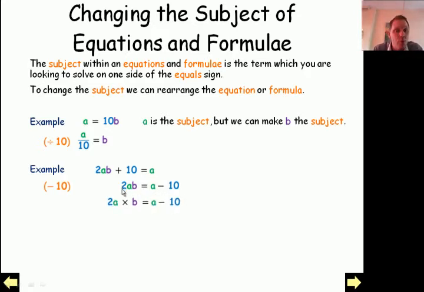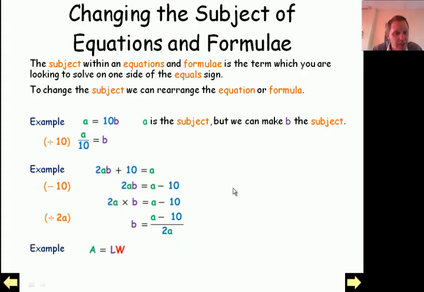Now I'm separating off my 2AB into 2A times B. I can do this because that's exactly what this represents. But I'm doing this just so I can get B all by itself. Because now if I divide both sides by 2A, that will get rid of my 2A here, so I'll literally be left with B on the left hand side. Dividing both sides by 2A, I've got A minus 10 over 2A. So now I've made B the subject.